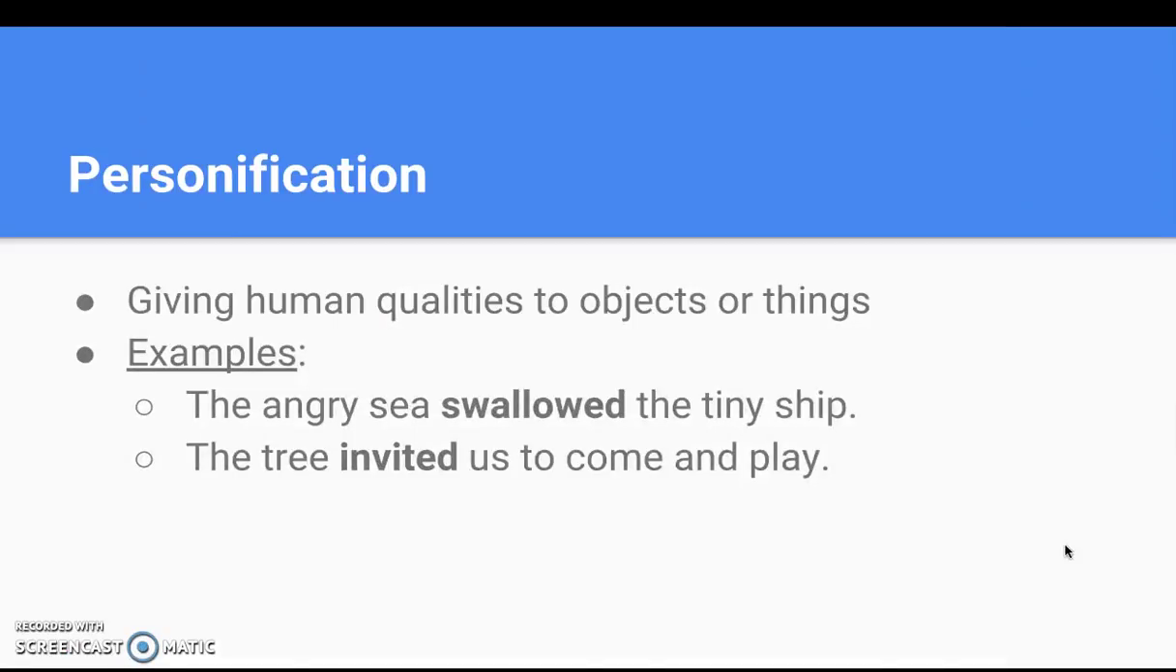Personification. Personification means giving human qualities to objects or things. We see this a lot with nature.